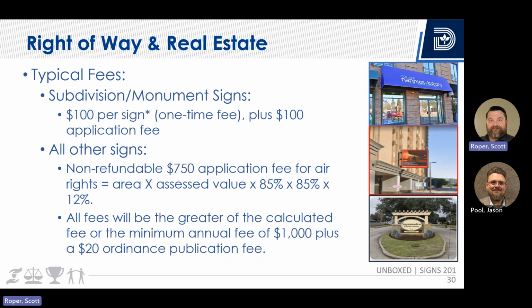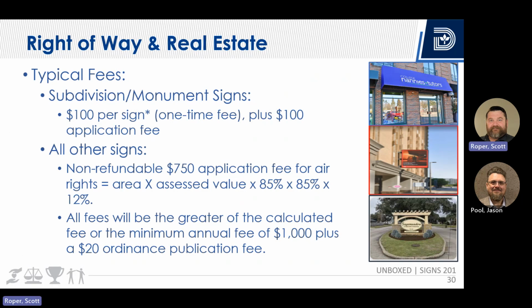Typical fees. So we have subdivision monument signs. It's $100 per sign, one-time fee, plus a $100 application fee. All other signs, non-refundable $750 application fee for air rights. So what's under there is our calculation.